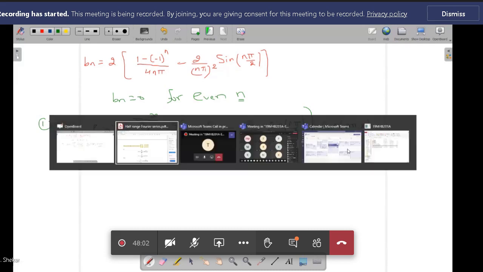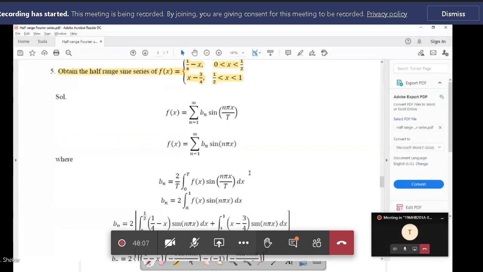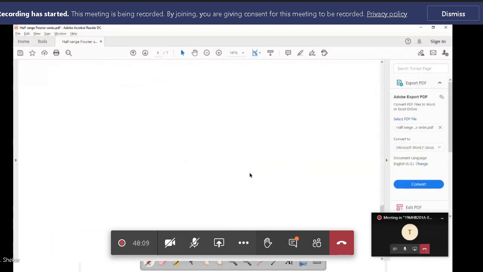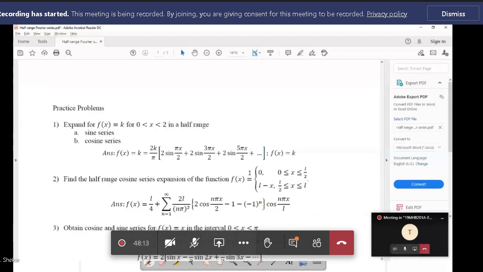Okay, now we'll take the remaining examples. Is there any example left? I think I have completed all the examples. So try to work out the exercise practice problems. If you have any doubt in the practice problems, let me know. Next class we'll discuss another concept of Fourier series.